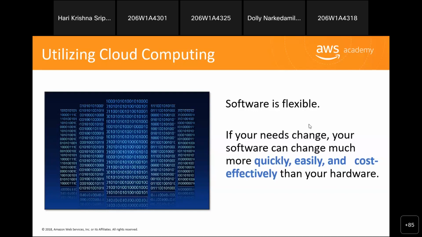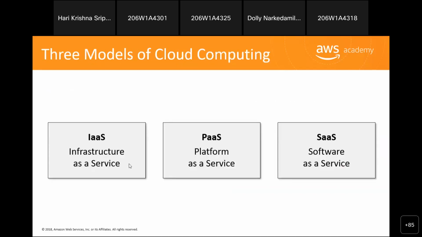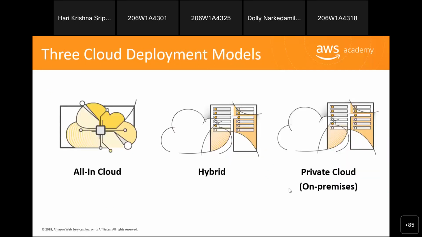So this we have already discussed: infrastructure as a service, platform as a service, and software as a service. We tried to understand this concept with some good examples also. Then all in cloud, hybrid, and private, so these three also we tried to understand: public, private, and hybrid.